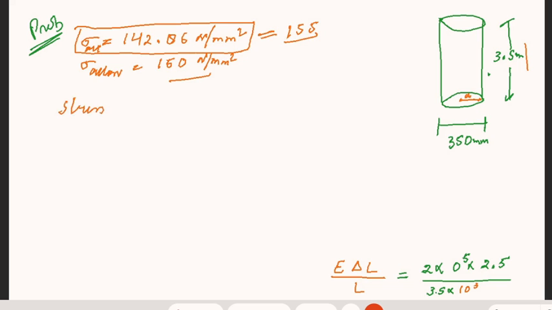Firstly, let's calculate stresses now, and we know it is simply load per unit area. How much is your load? Load is 6,000 kilonewton. That means 6,000 into 10 raised to the power of 3. And you have area. That is equal to stress. How much are the stresses now? Stresses are 142.87. Got it? We have not been given 150. That is only allowable.